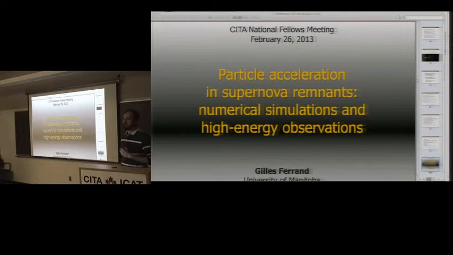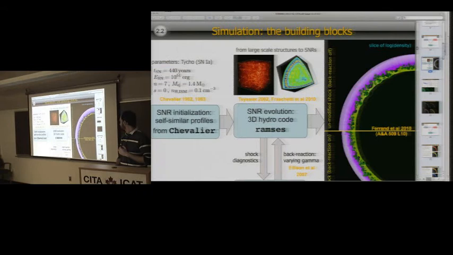So you showed this very nice picture of Tycho from the simulation. What are the quantitative measures that one really would like to check to see whether a simulation matches the observations? Is it the width of the shell, or is that some of the sub-resolution? Yeah. Well, the first thing we do, yes.